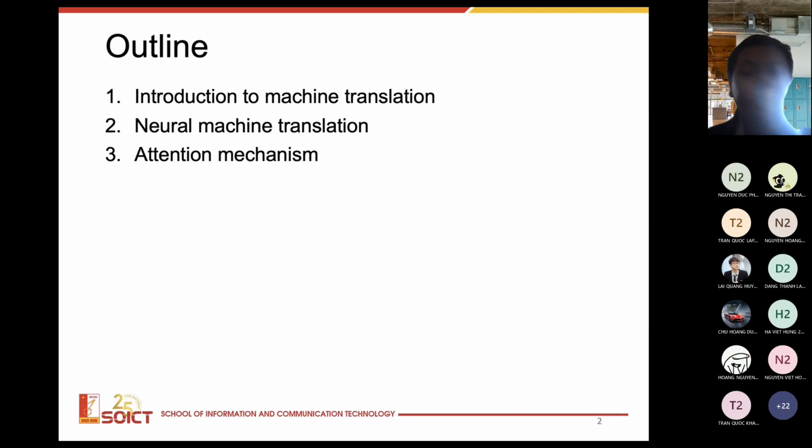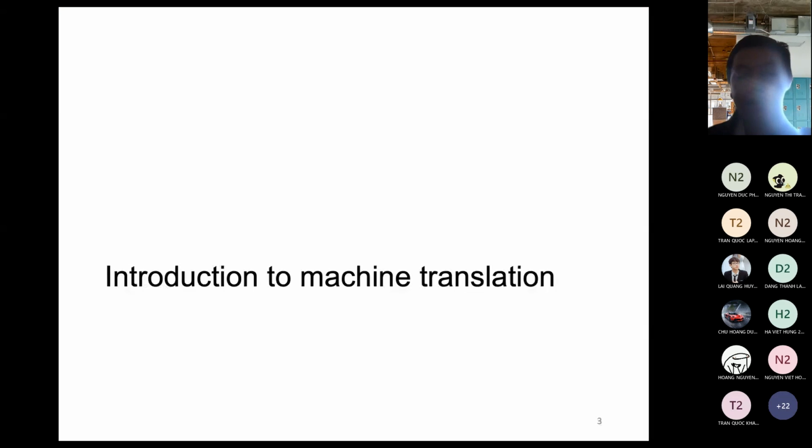In the first part, we will discuss the introduction to machine translation. In the second part, we discuss the neural machine translation, I mean the translation model that uses neural networks, right? And in the third part, we will discuss the attention mechanism, which is one of the most powerful mechanisms we apply to the neural network for natural language processing at the moment.